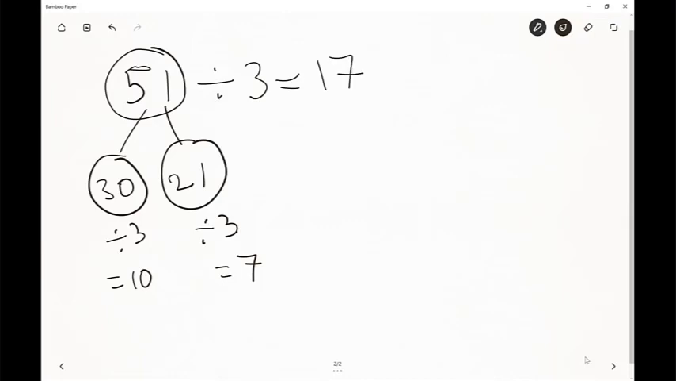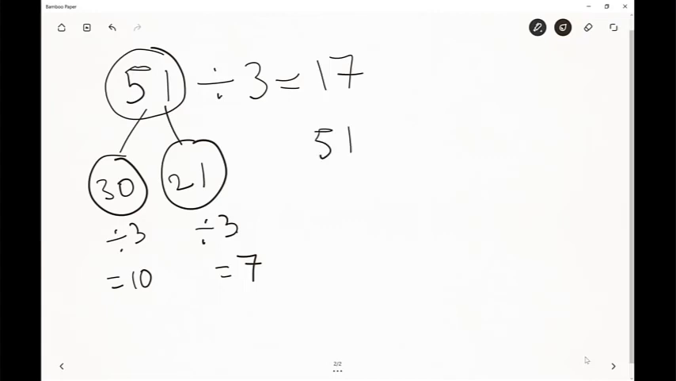So that's an example of being aware of numbers, being aware that 3 times 10 is 30. So then I can use that to help me solve this question. But that's not the only part.